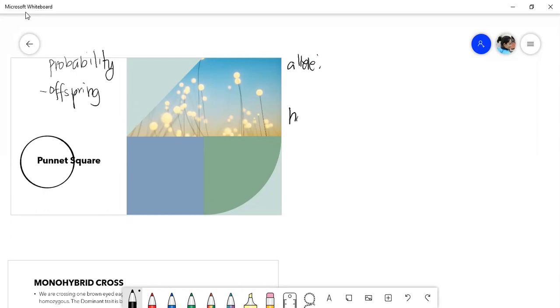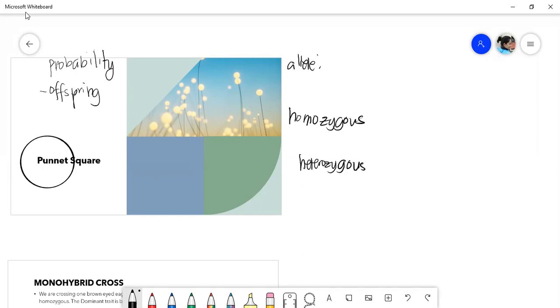We have your allele, we have your homozygous, and we also have your heterozygous. So what do we mean when we say allele? Allele actually is the genetic makeup. So when we say allele, that is the letter representation of your genes. Okay, so alleles can be written in letters. It can be A, B, C, D, and so on and so forth.